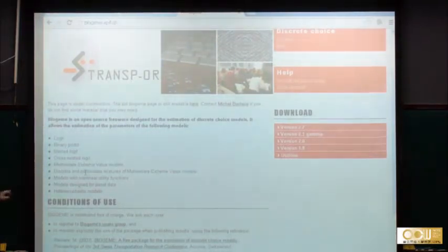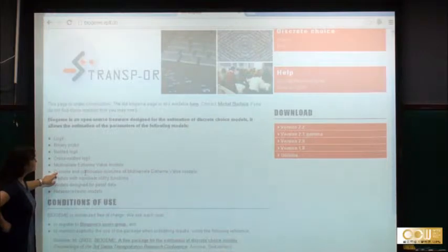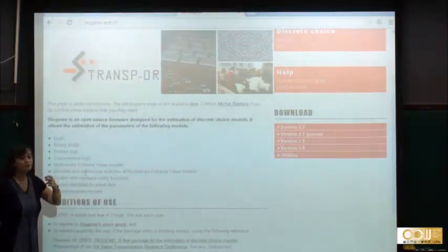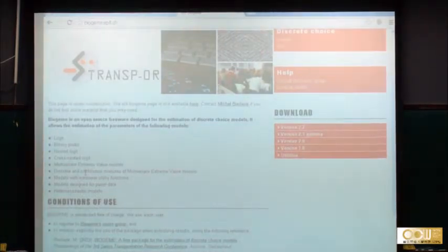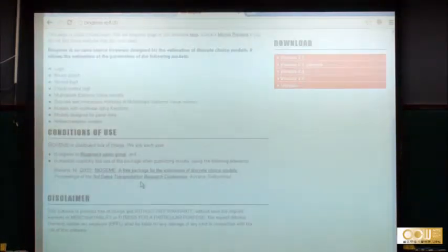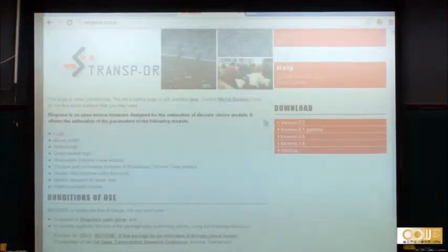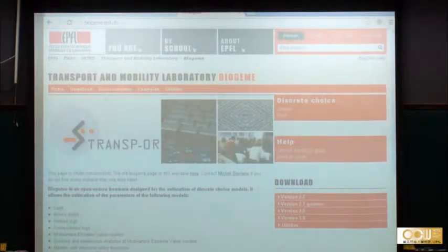It means mixed logit with discrete and continuous mixture. Models with nonlinear utility function, which I think is the log operator we were discussing last week. Models for panel data and the heteroscedastic model. Okay, so that's what we can do. So this is BIOGEME, EPFL.ch.